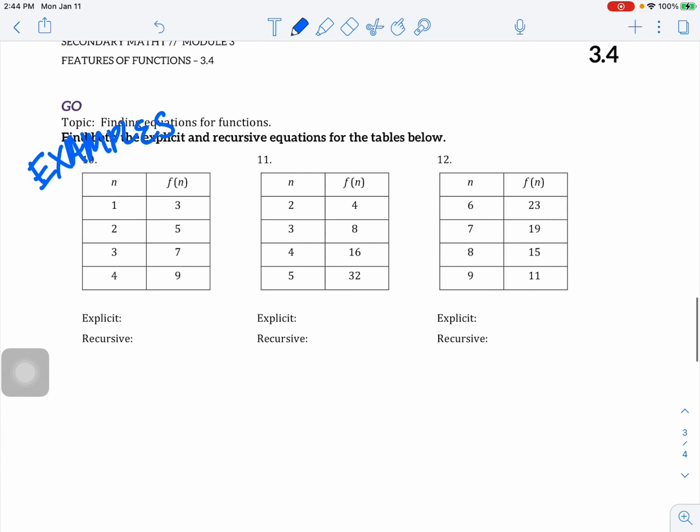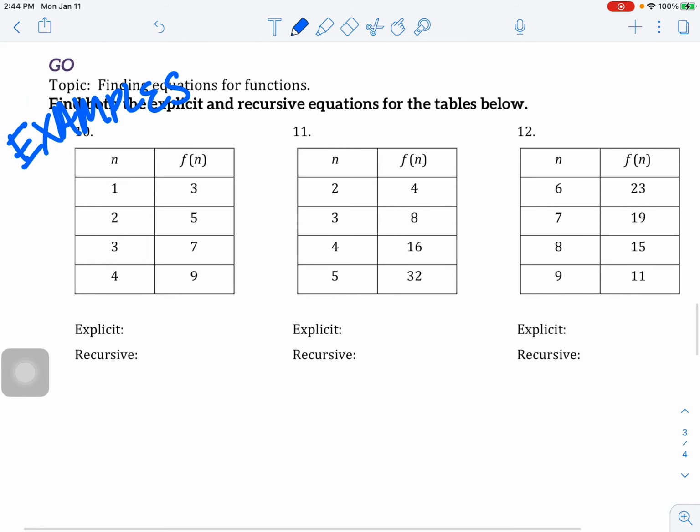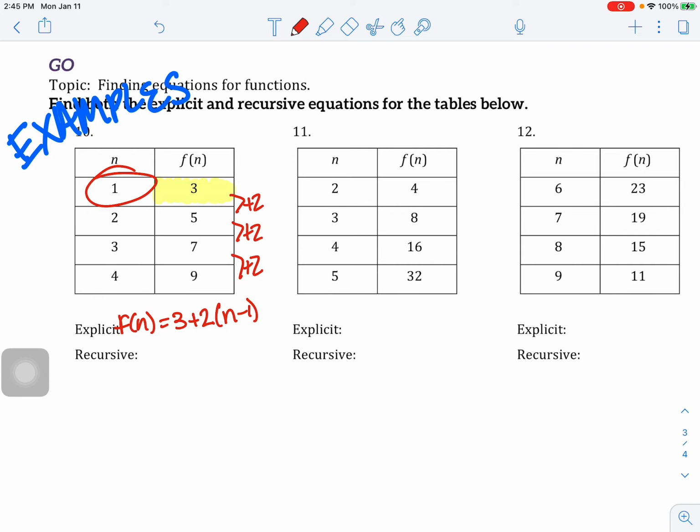And then the Go is helping you remember how to write equations. So the first 3 in the Go are done for you, but I'm going to do them again with you just in case you need an example. So first thing we need to do to write an explicit is find the starting output, which is 3, and the action, which looks like 3 plus 2 is 5, plus 2 is 7, plus 2 is 9, so my action is 2. So I'm going to say f of n equals 3, starting at 3. I add 2, and then this one doesn't start at 0, it starts at 1, so I'm going to say n minus 1 times. That is my explicit.